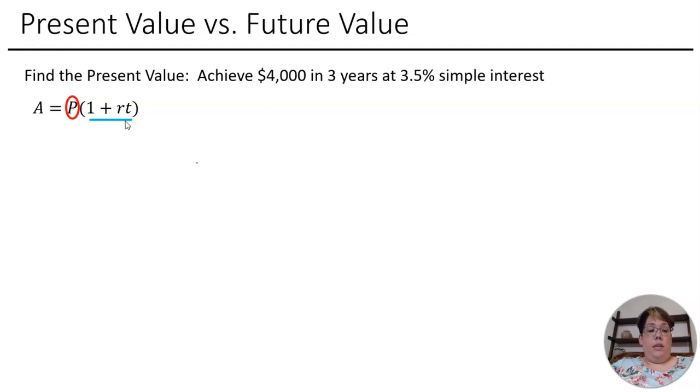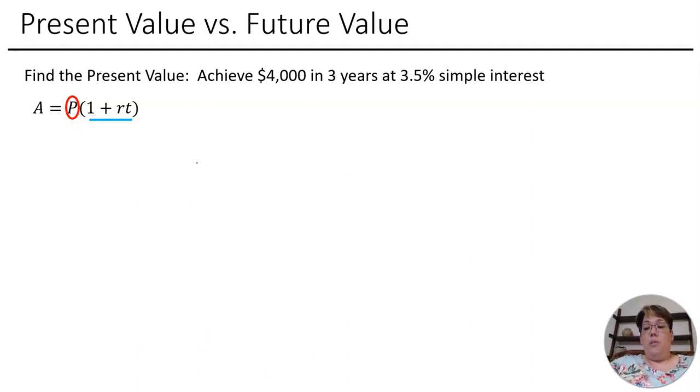So I want to solve this equation for P, which is the present value. If I want to solve this for P, I want to get P by itself, so I need to move this over to the other side. I'm going to divide both sides by 1 plus RT, everything that's in parentheses. Then I will get the present value by itself, which is what I want on that formula.